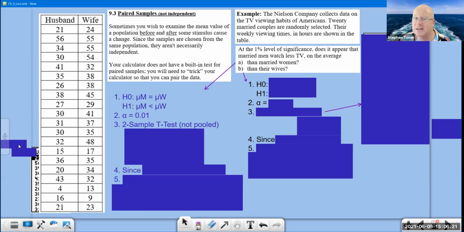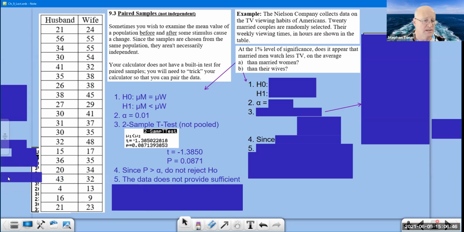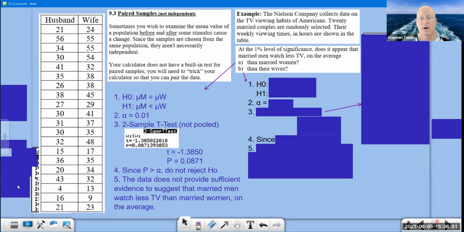This is what we've already done a couple sections ago, at the first portion of this video, and you know how to do this already. When you do this as a 2-sample t-test, not pooled, out pop these numbers. And our p-value, you can see, is greater than alpha, so we're going to say do not reject H0. As a result, we're going to say the data does not provide sufficient evidence to suggest that married men watch less TV than married women do on the average. That's what you're familiar with.